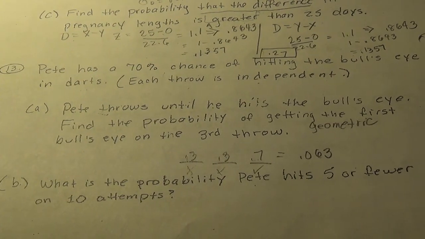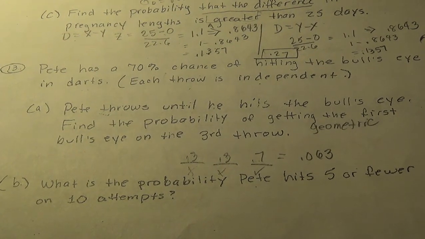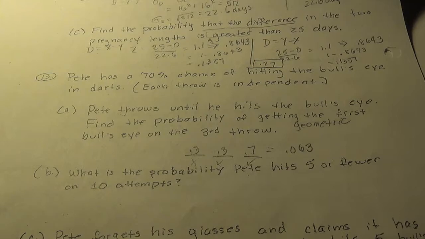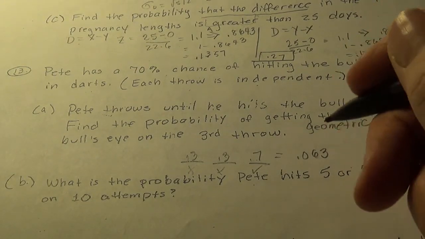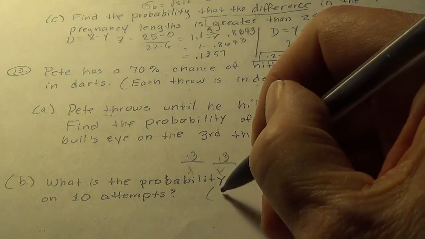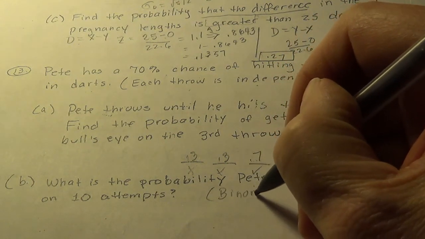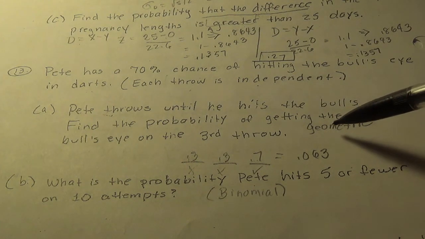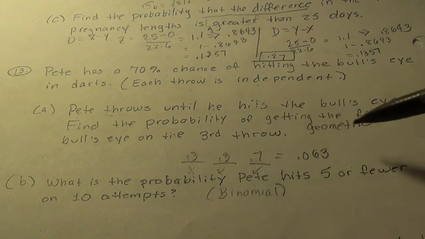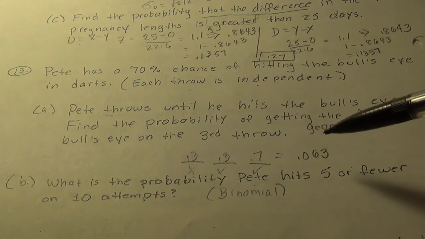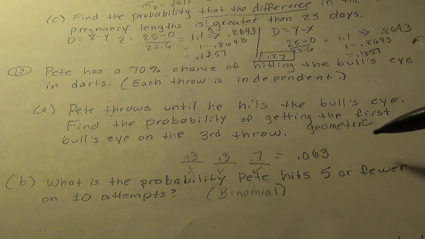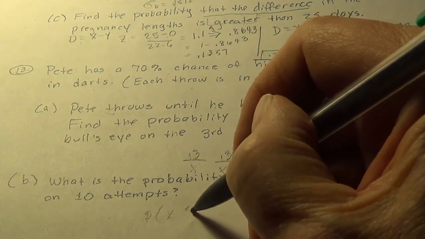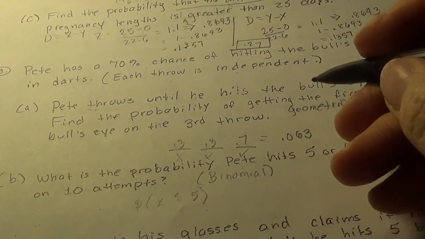All right, what's the probability Pete hits 5 or fewer on 10 attempts? On 10 attempts, now because we've defined the number, it's a binomial. Do you see the difference? Here we were wondering when he was going to get the first success. But here we have a number of trials, 10, and we were wondering what's the probability that he hits 5 or fewer. So it's a binomial. The probability of x is less than or equal to 5. Let's go to the calculator.